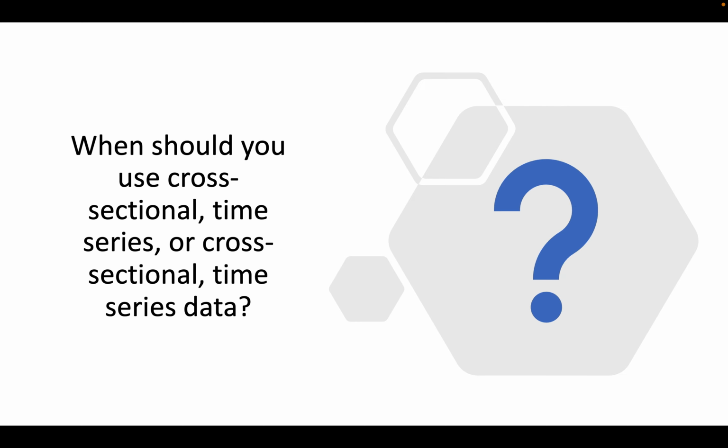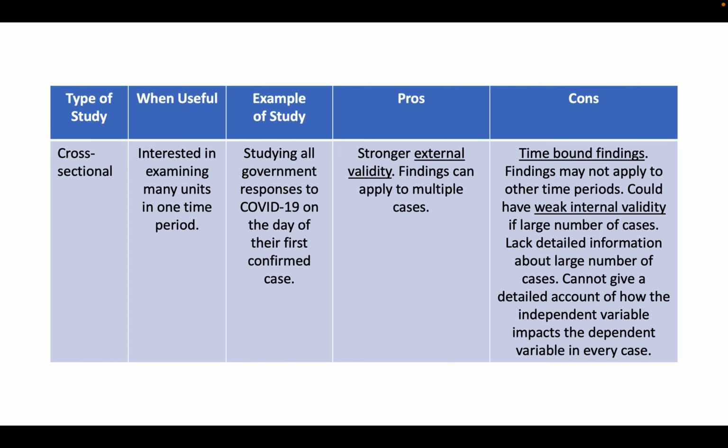So you have a decision to make. Should you use the cross-sectional design, the time series design, or combine the two and try to get the best of both worlds? So the cross-sectional study, let's consider when it's useful, another example, and some pros and cons. For cross-sectional design, if we're interested in examining many units at one time point, the cross-sectional design is perfect. So imagine studying all government responses to COVID-19 on the day of their first confirmed case. We can do that. We're going to have stronger external validity because these findings can apply to multiple cases.